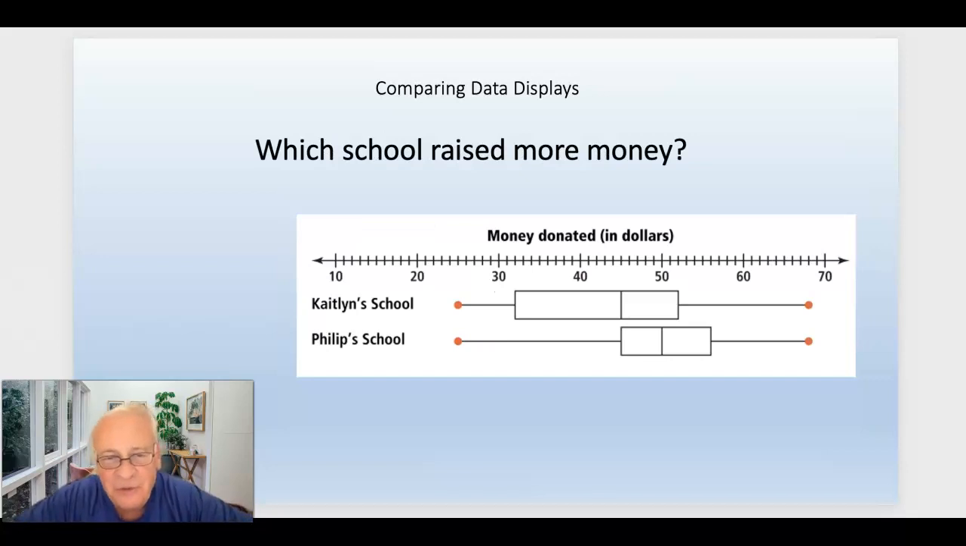All right, here's two different schools, Caitlin and Phillip. They raised some money. Which school raised more money? If you notice, the range is the same. The minimum and the maximum is the same for each school, Caitlin and Phillip. However, look at Phillip. His median is higher, and 50% of the data, remember, is inside this box right here. Versus Caitlin, 50% of her data is down in here. Phillip's school raised more money.